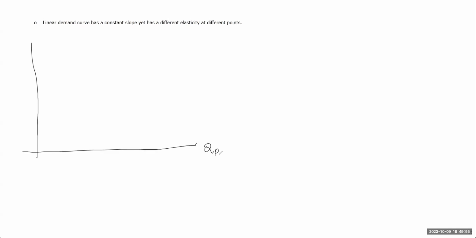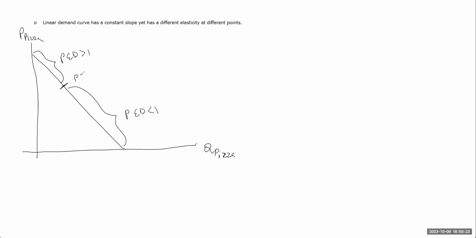Here's quantity demanded of pizza. Price of pizza. Here's a linear demand curve, same slope, right? Constant slope. If you calculate elasticities at some points up there, the price elasticity of demand will be greater than 1. At points down here, the price elasticity of demand is less than 1. And somewhere in the middle, the price elasticity of demand is equal to 1.